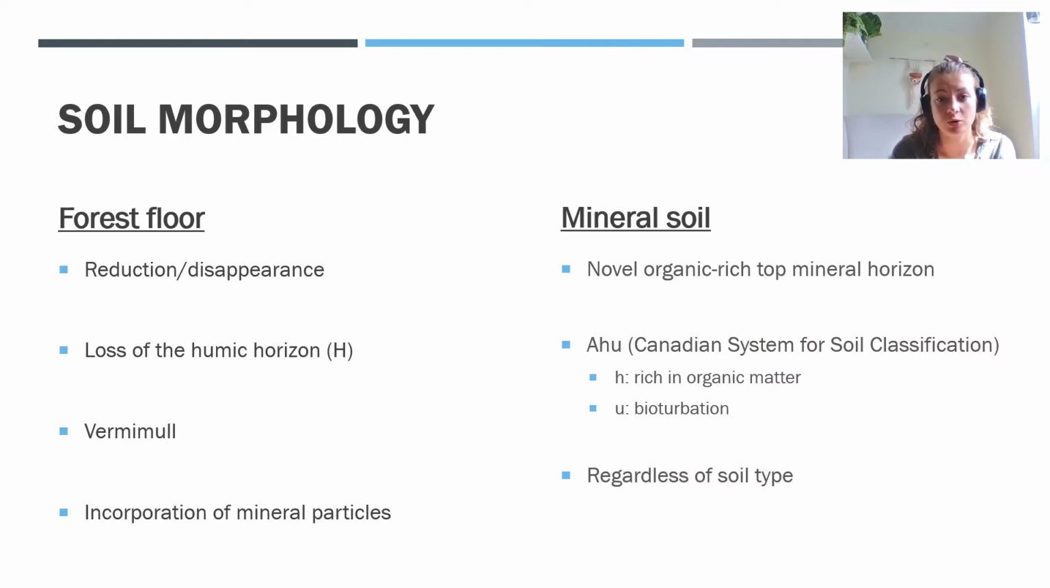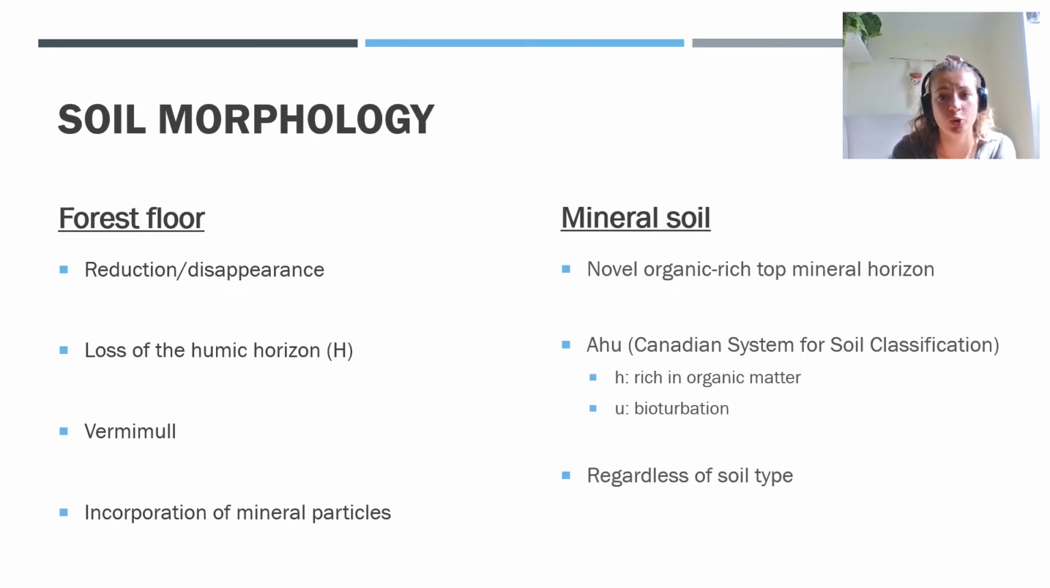We found many earthworm casts in the invaded forest floor, and according to the classification for forest floor by Klinka, we could classify the forest floors as vermimull in all cases, regardless of soil type. We also observed the incorporation of mineral particles, which is a clear sign of bioturbation.